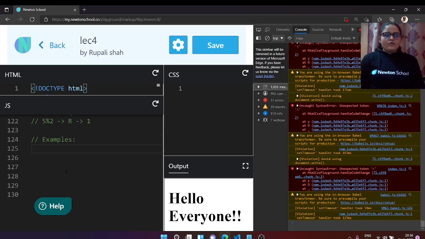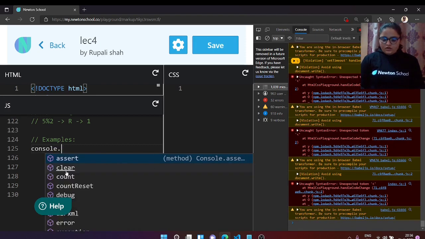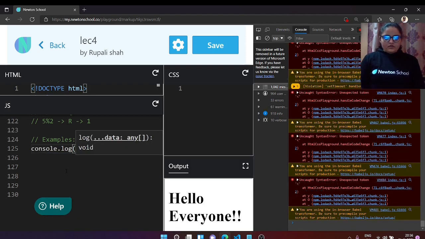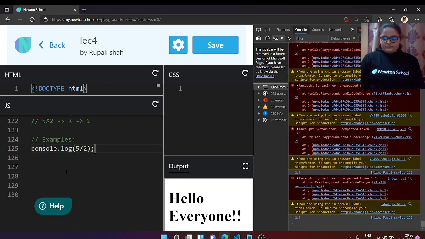So the first would be with the division. Let's say that I want to console.log 5 by 2. Let's see what it gives. It gives us 2.5 because it implicitly converts this into floats. But let's say I'm storing it. Let's convert it into integers. To convert a float number into an integer in JavaScript, you need to use a function known as parseInt.